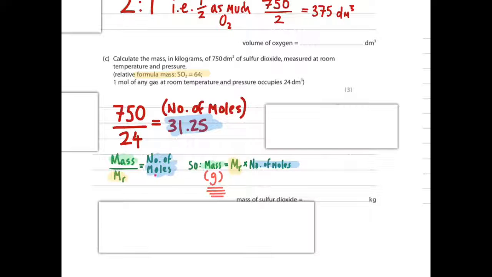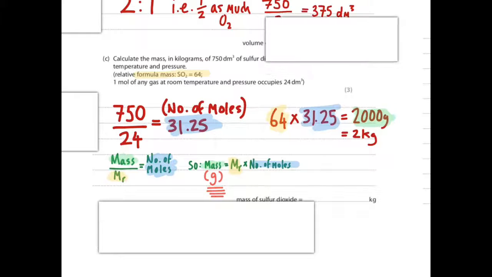So now we have the number of moles. We also have the MR, which is given here. So we've got number of moles and MR, so we just need to multiply the two together to work out the mass. And if we do that, we get 64 times 64 from here times number of moles from here, which will give you 2,000 grams, but the answer has to be in kilograms because it says here, so 2 kilograms.